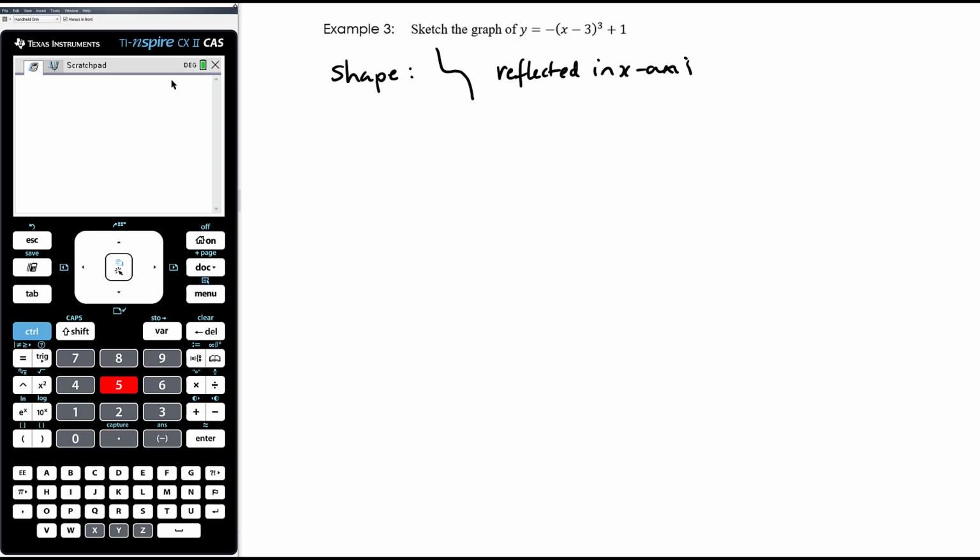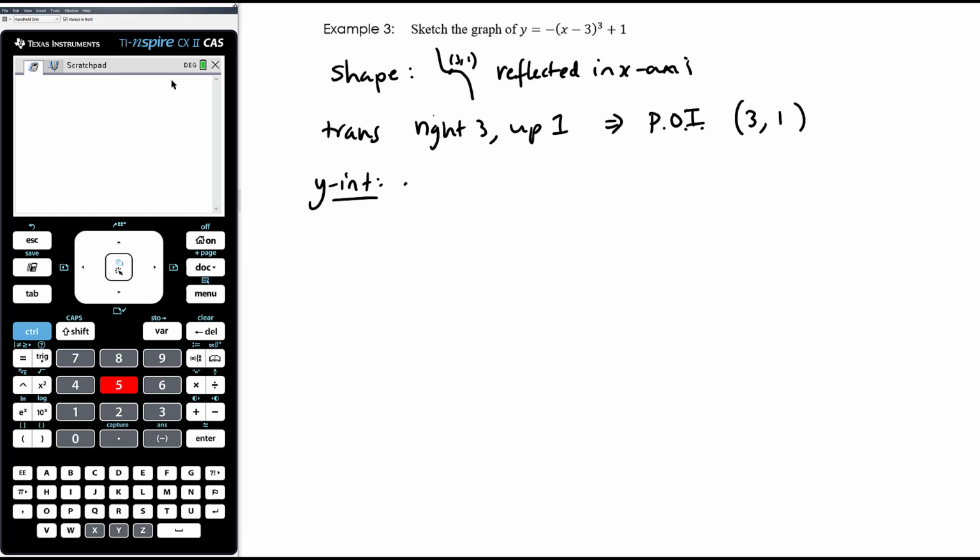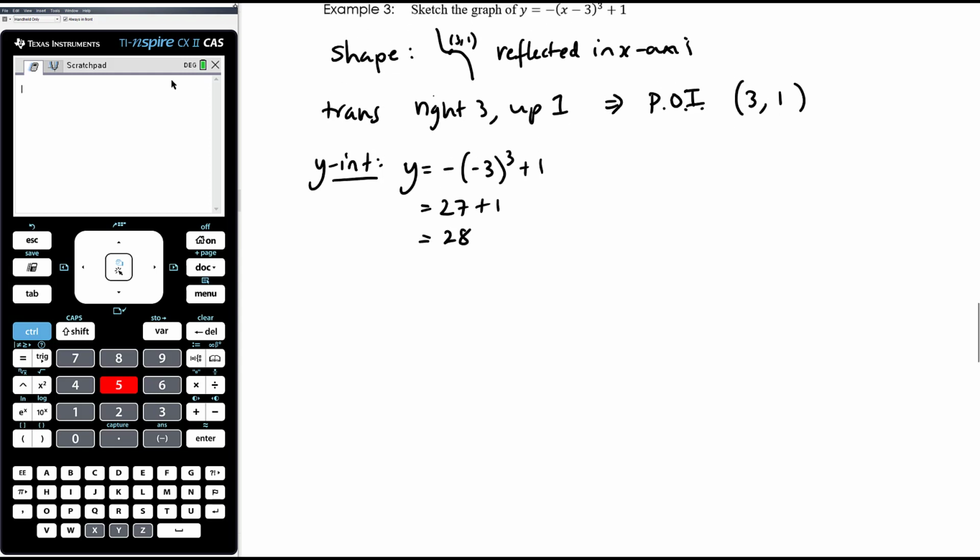That's the negative out the front there, and it has been translated to the right by 3 and up by 1. So that means that the point of inflection is going to be at (3, 1). Okay, so we're going to have this kind of shape with its point of inflection at (3, 1). We're going to need to calculate the y-intercept and the x-intercept. Y-intercept, we let x equal 0, so we get y equals negative (0 minus 3) cubed plus 1. Negative 3 cubed is negative 27, but the negative out the front means it's positive 27 plus 1. And so the y-intercept is at 28.